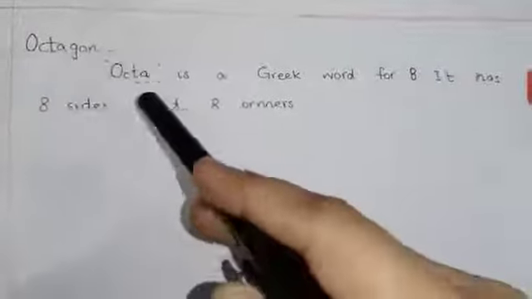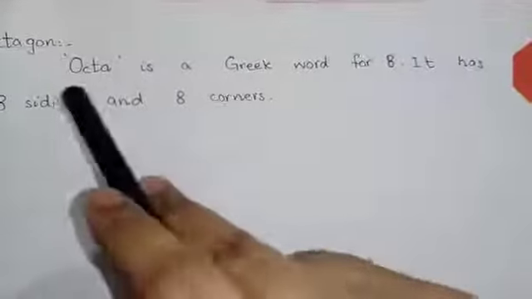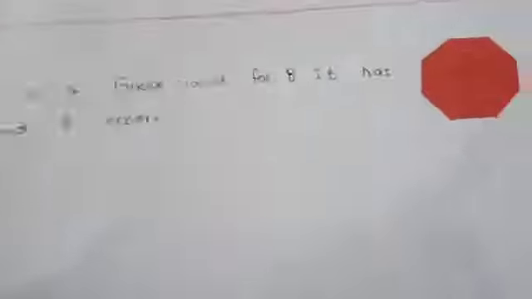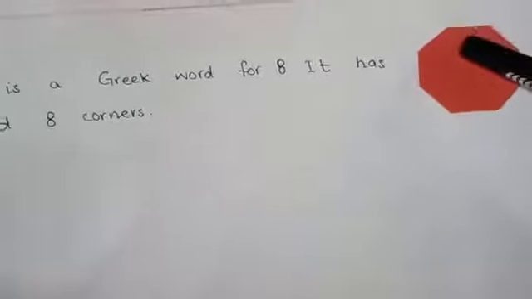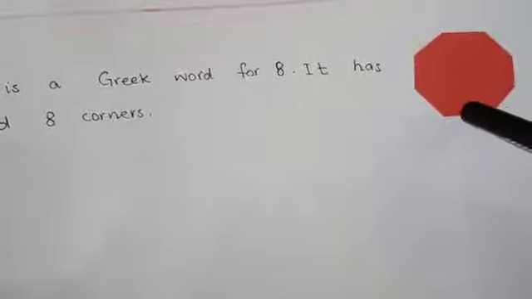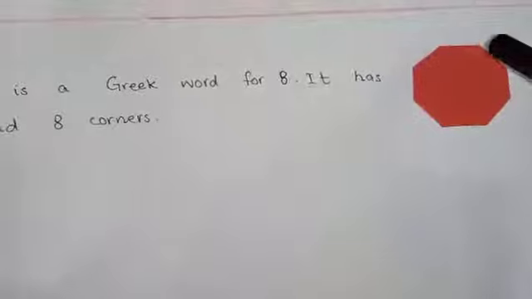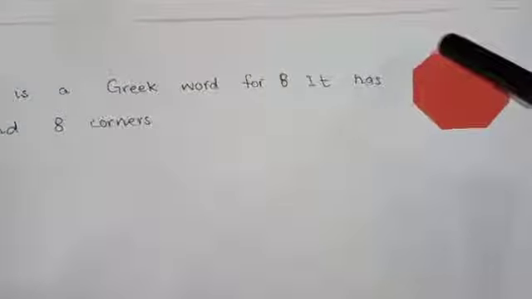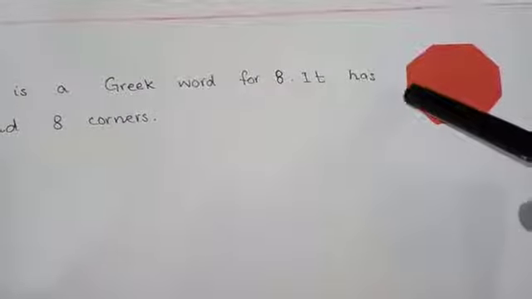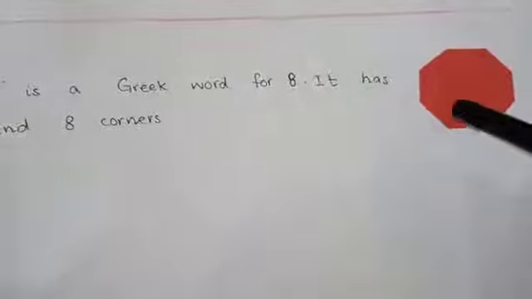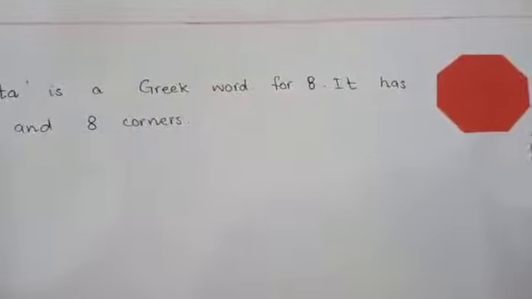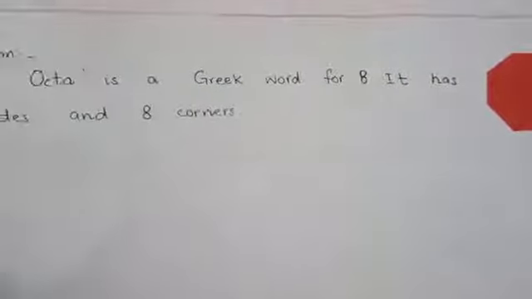Next is octagon. Octa is the Greek word for 8. It has 8 sides and 8 corners. Look at this shape. How many sides? Let's count it: 1, 2, 3, 4, 5, 6, 7, 8. Now how many corners? 1, 2, 3, 4, 5, 6, 7, 8. It has 8 sides and 8 corners. So octa means 8.